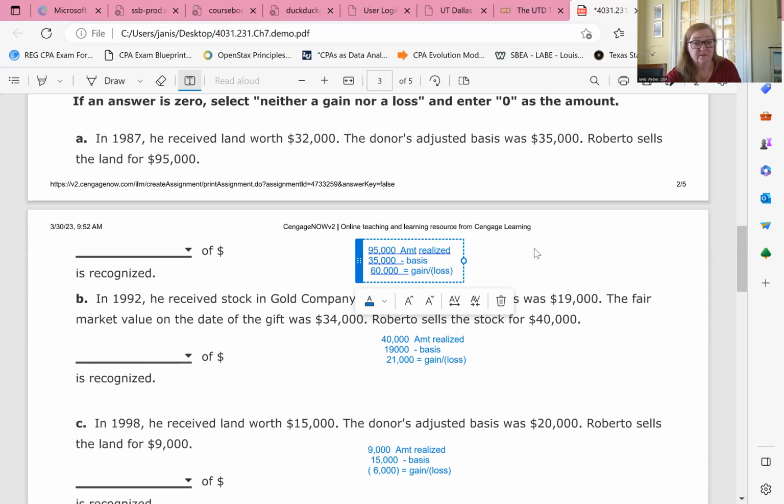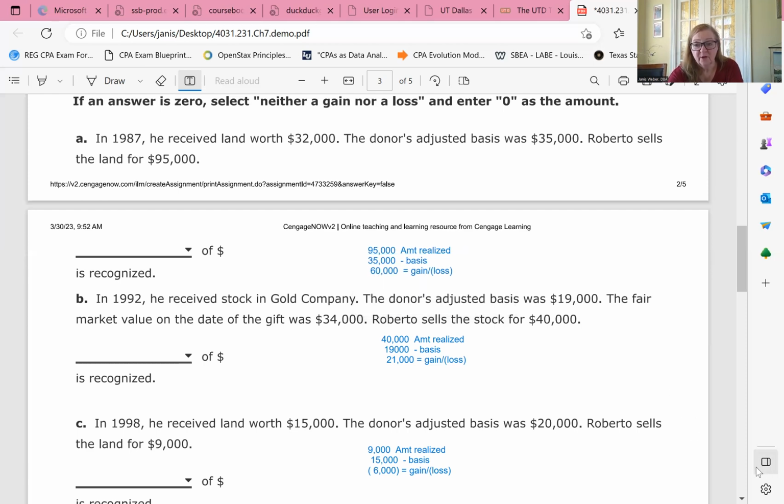So there's nothing to this. It's just as if the value had been higher than the donor's basis at the time of the gift, because you get to use your carryover basis. And so the donor's basis is our basis because we have a gain. So 95 minus 35 for the donor's basis means we're left with a taxable gain, also known as a recognized gain, of $60,000. Okay, so that's the first scenario.